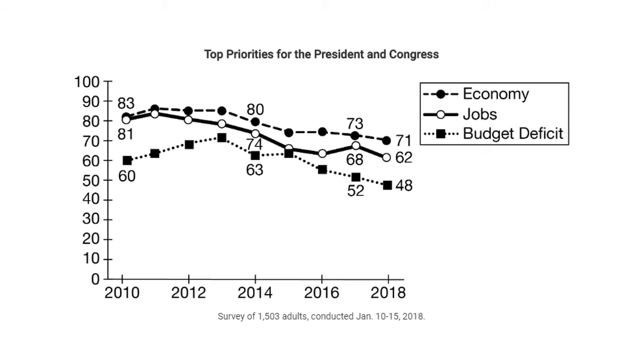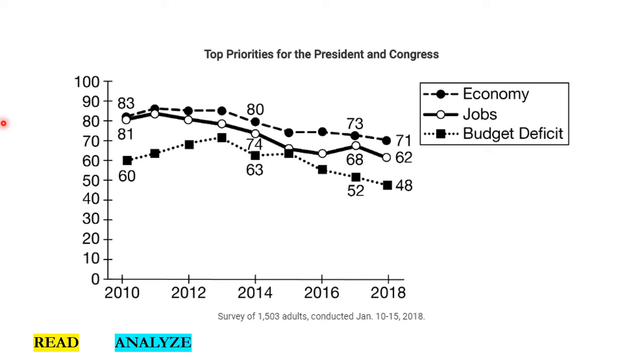All right, let's see how we do on this one. First, let's read it. All right, top priorities for the president and Congress. Okay, so what are their top priorities? Looks like you've got percentages and years again. And looking right here, you have 1,500 adults who were surveyed. So that would be reliable because it is a large number of people surveyed. Three data points: economy, jobs, budget deficit. Okay, so we can read the chart.